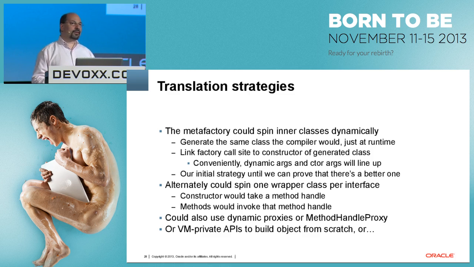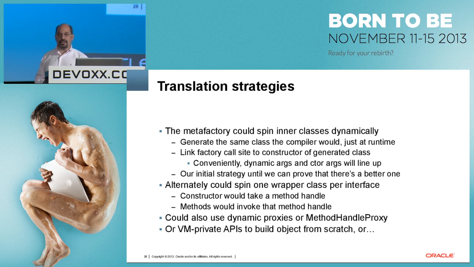We could have a metafactory that instead spun a wrapper class, one class per functional interface, whose constructor took a method handle and passed that method handle to the constructor. So instead of spinning one class per Lambda, tomorrow we could be spinning one class for runnable, one for comparator, one for action listener, and reduce the number of classes we're generating. Again, completely bytecode compatible. The bytecode doesn't change. The only thing that changes is the runtime implementation strategy.